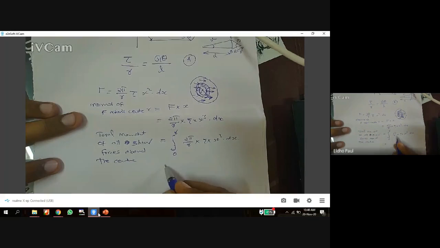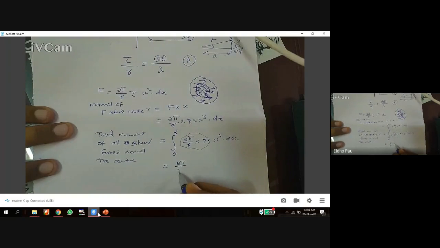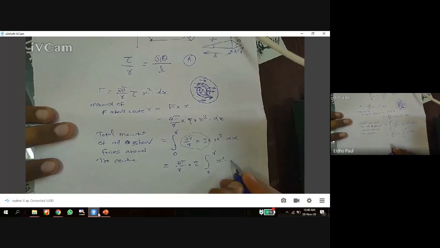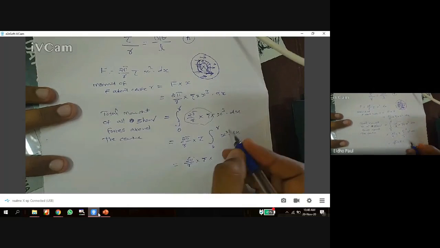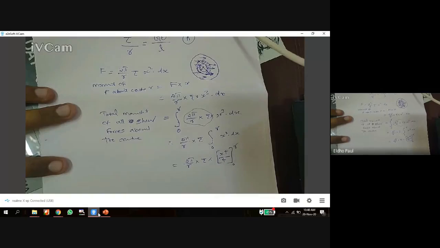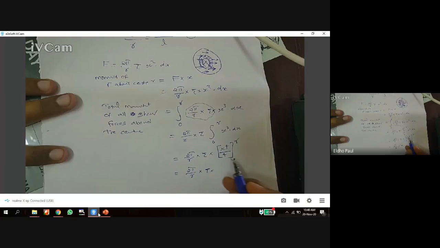So that is equal to, here these terms are constant, so we take them outside: 2 pi by r into tau into the integral from 0 to r of x cube dx. That is equal to 2 pi by r into tau into x raised to 4 by 4 in the range of 0 to r. Here we apply the range, so r raised to 4 by 4 minus 0. So here r raised to 4 by 4.